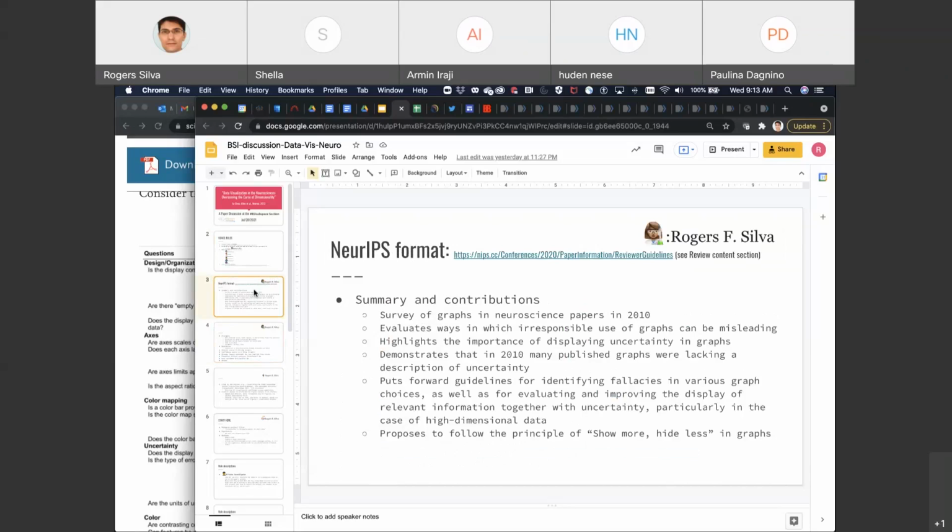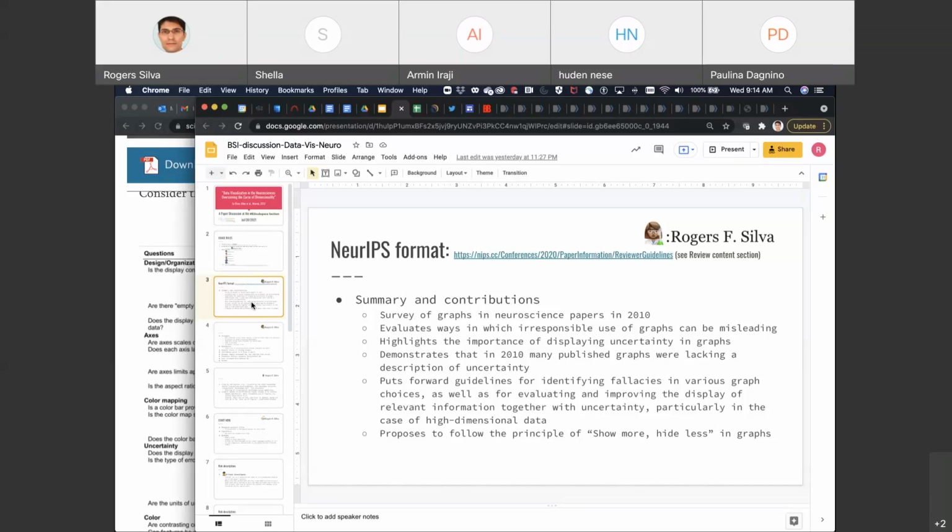So in summary, this is a paper that surveys the use of graphs in neuroscience papers in 2010. It was published in 2011 or 2012, submitted in 2011, I think. And it evaluates ways in which irresponsible use of graphs can be misleading. It highlights the importance of displaying uncertainty in graphs. It demonstrates that, at least in 2010, many published graphs were lacking a description of uncertainty. And I think probably the most important part is that it puts forward guidelines for identifying fallacies in various graph choices, as well as evaluating and improving the display of relevant information together with uncertainty.